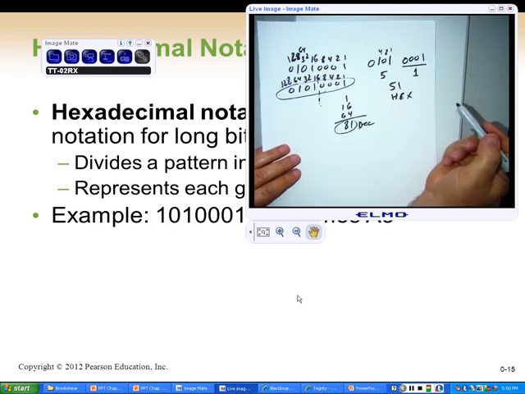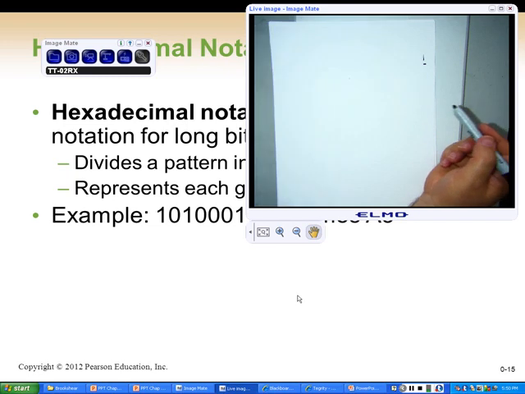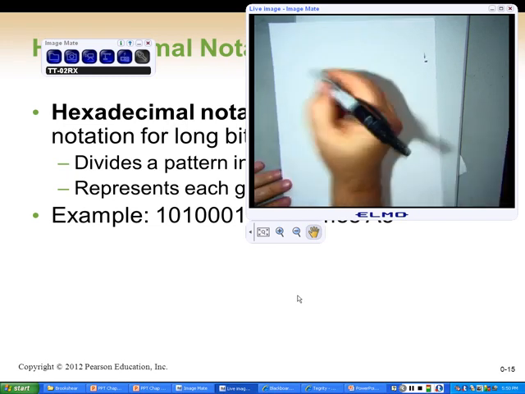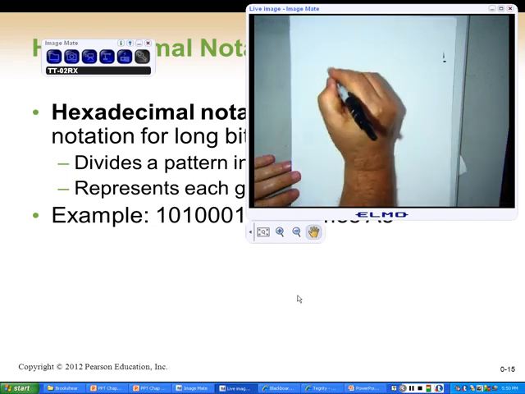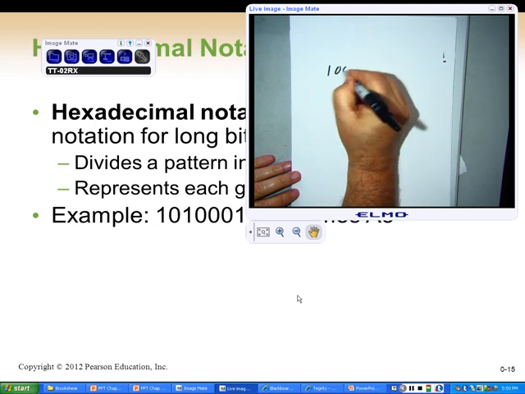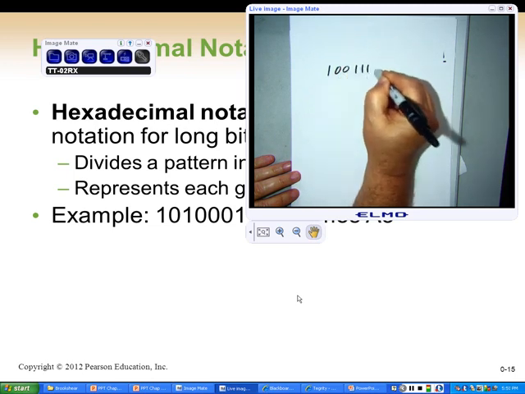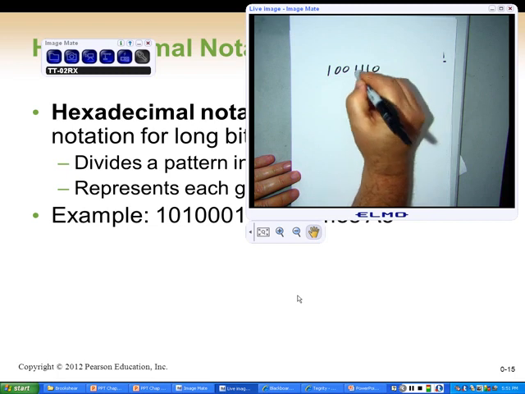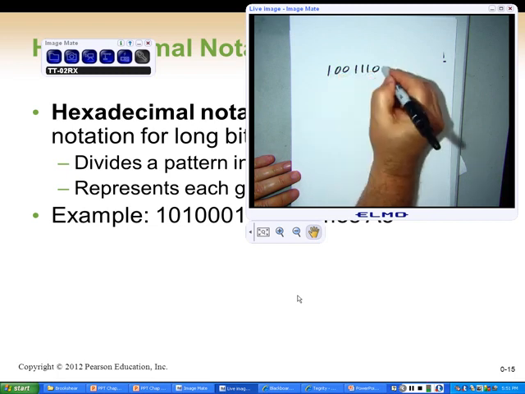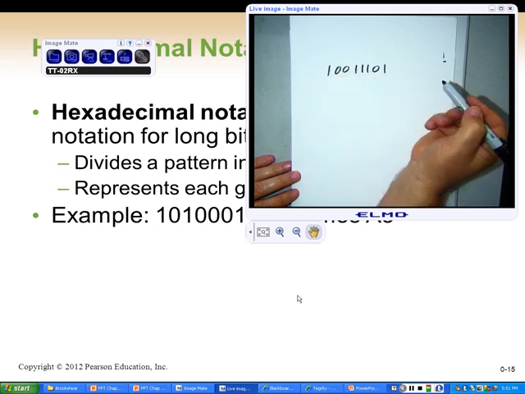Now it's your turn. Let's find something interesting for you to do. That's going to be 1, 0, 0, 1, 1, 1, 0, 1. So you're going to translate this to decimal. You're going to translate this to hexadecimal.